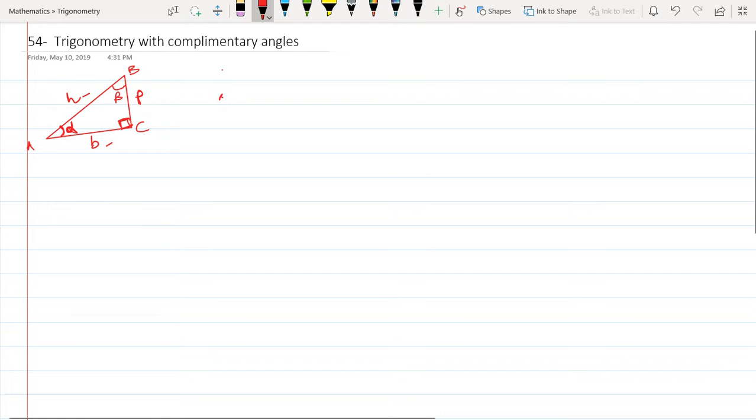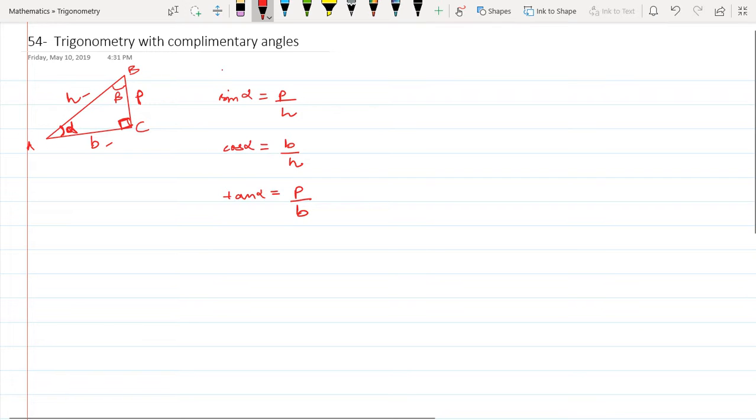So what it means is that sine of alpha is equal to perpendicular upon hypotenuse, cos of alpha is equal to base upon hypotenuse, and tan of alpha is equal to perpendicular upon base.